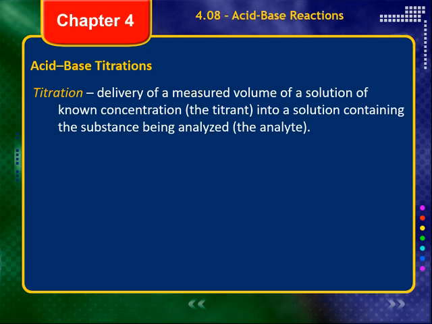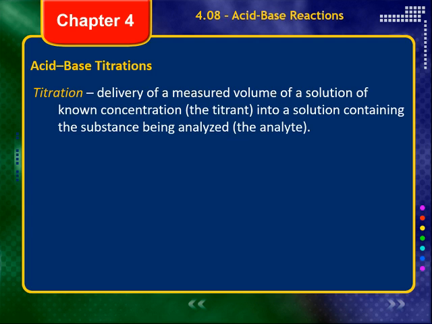Now, when we're talking about acid-base reactions, one thing that is very common and needs to be talked about is a titration. It's the delivery of a measured volume of a solution of a known concentration, also known as the titrant, into a solution containing the substance being analyzed, the analyte. And so what I'm going to do is take this substance that I don't know what it is. I don't know what the concentration of a particular substance is. I'm going to have a tall, skinny tube right on top of it, and I'm going to add drip by drip, milliliter by milliliter, something that I know exactly what the concentration is.